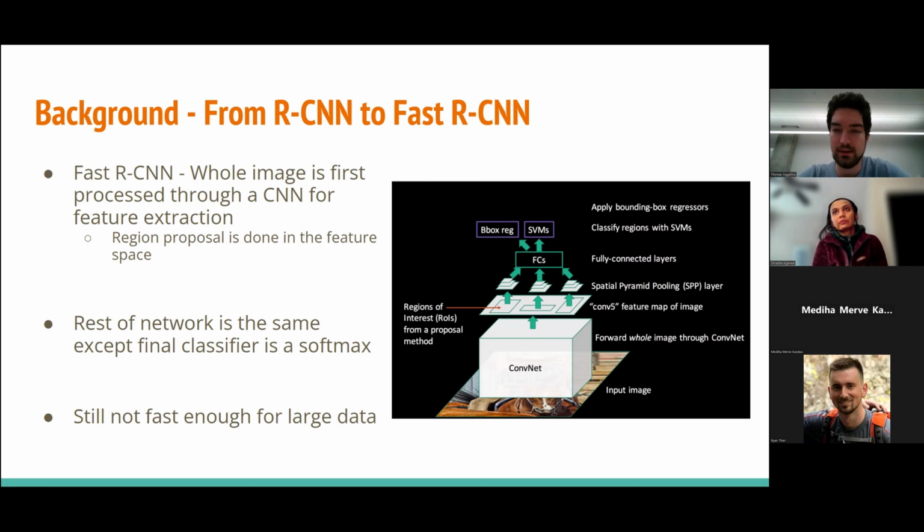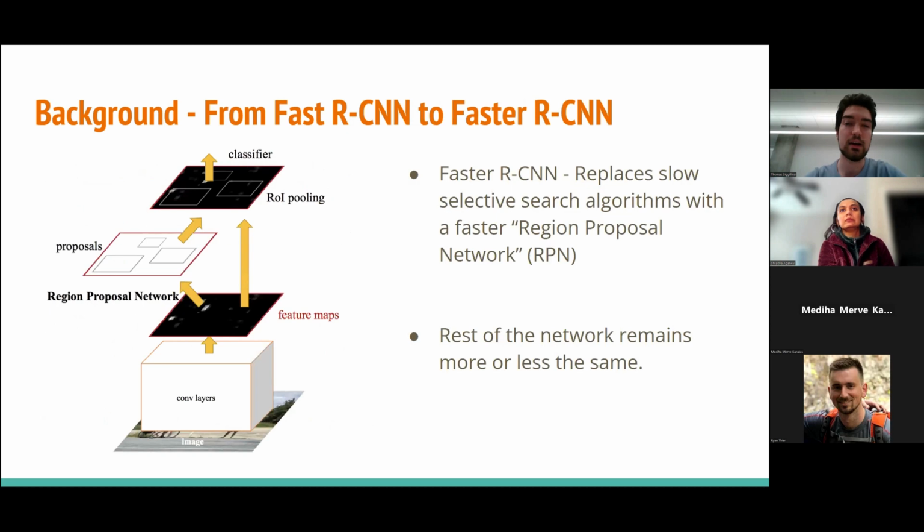With slight differences: this one applied a soft maximum classifier, which means you give the probability of an object being classified as what you've given it, rather than just saying, oh, it is a person or a horse or whatever. The problem with this is that it's still not fast enough for large data. So that's why they decided to move on to Faster R-CNN.